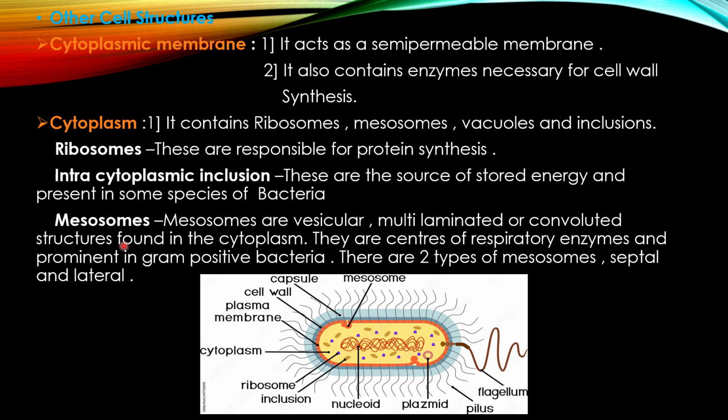And then the next one is mesosomes. Mesosomes are vesicular, multilaminated or convoluted structures found in the cytoplasm. They are centers of respiratory enzymes and prominent in gram-positive bacteria. There are two types of mesosomes, septal and lateral.